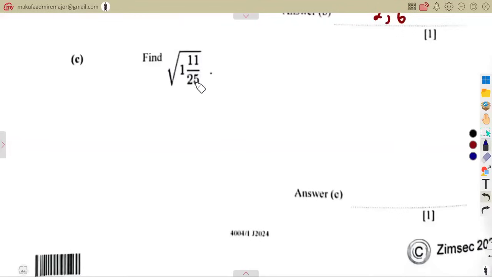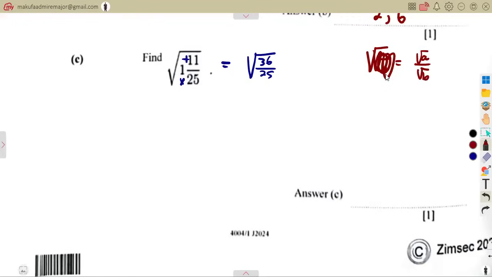All right. Find the square root of 1 and 11 over 25. So just express this as an improper fraction. Remember, multiply then add. So that was going to be 25 plus 11, which is 36. So we are going to have the square root of 36 over 25. Remember, just as normal evaluations, even working with the sets, we also do understand that we can separate the square roots.